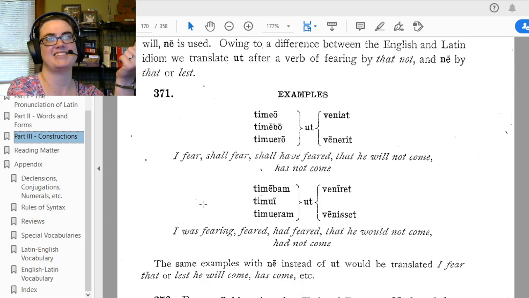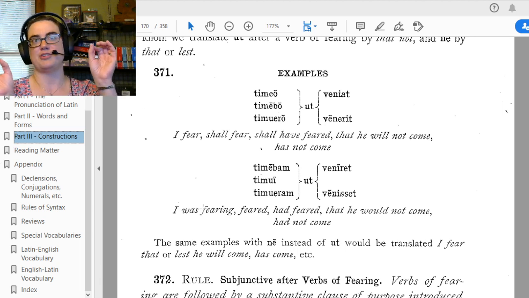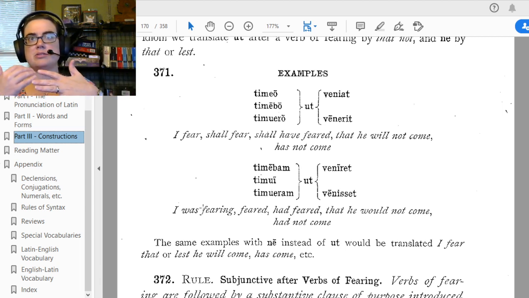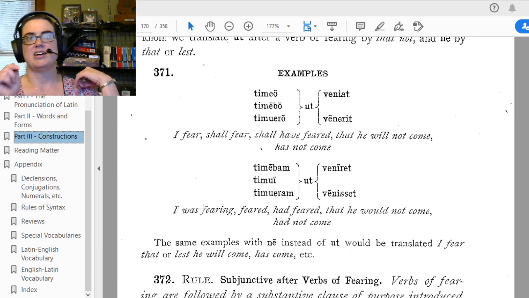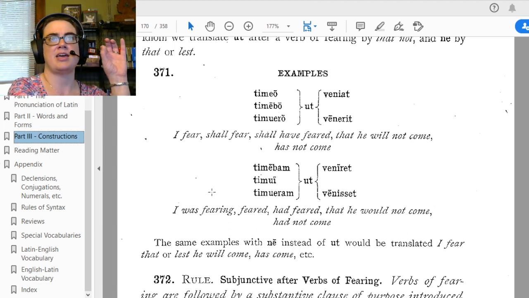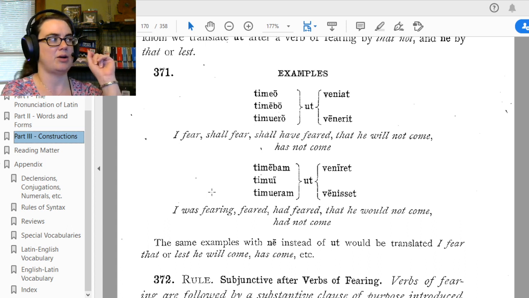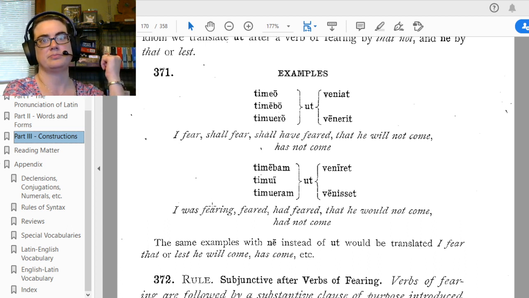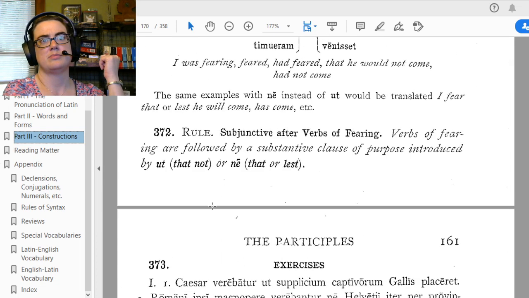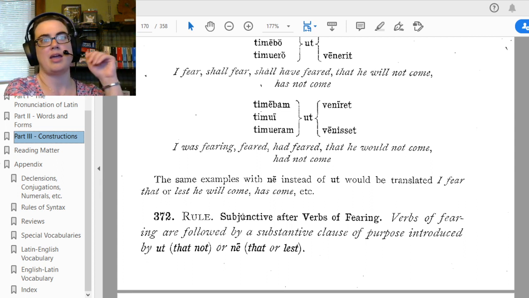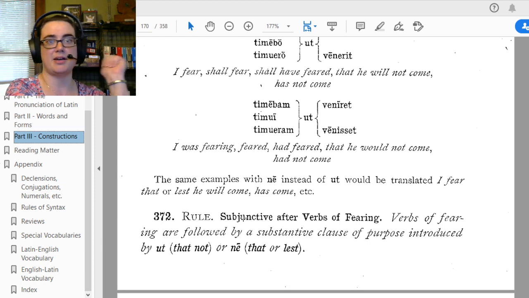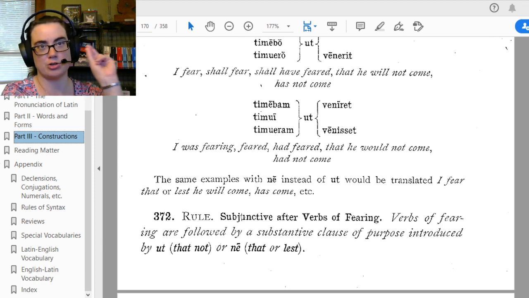All right, I fear, timeo, classic verb of fearing. It means I fear that he will come. Or really, that he will not come, because it's ut, and so we translate it that not. But if we were to say timeo ne veniat, I fear lest he comes. I fear that he comes. There's no more examples. Okay. So verbs of fearing are followed by a substantive clause of purpose, introduced by ut or ne, ut meaning that not, or ne meaning lest. It is the reverse of every other clause with how you translate it.